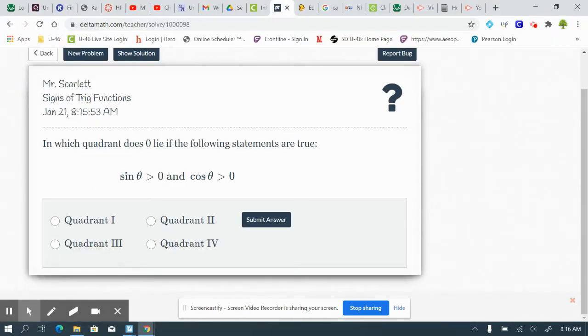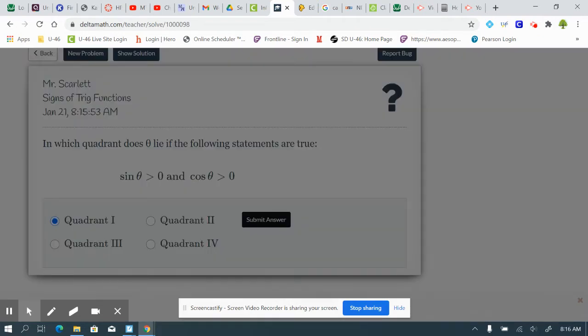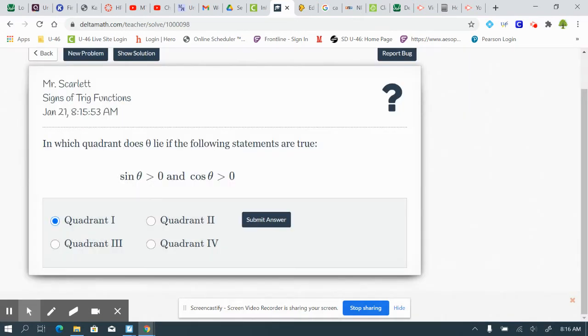Since I know that sine is positive, my y value is up, so I'm in either quadrant 1 or 2. And cosine is positive, so both x and y are positive. So I must be in quadrant 1. And then let's try a different one.